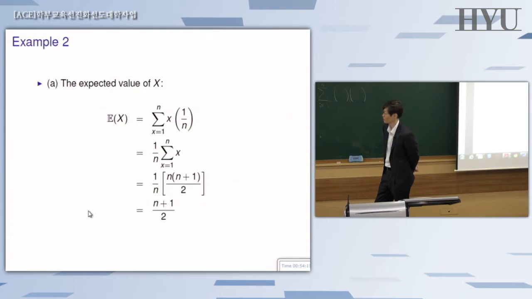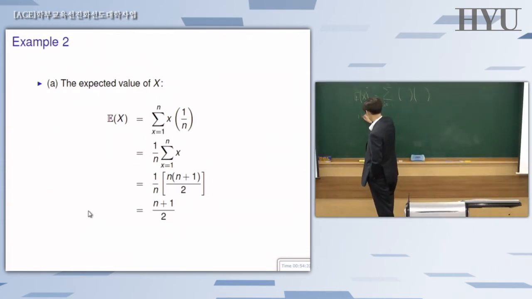But then you see that the 1 over n, the probability mass function, is completely free of the index x, so you can pull it outside. And what's remaining inside? Just the x. So you're supposed to add up 1 through n. That's nothing but n times n plus 1 divided by 2, by the simple sum of that series that you might have learned back in high school.